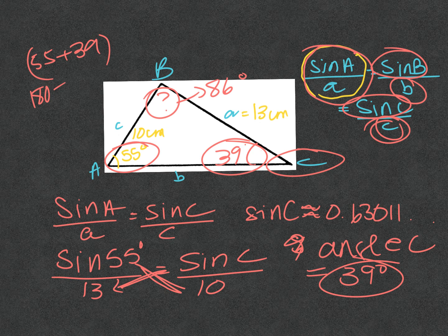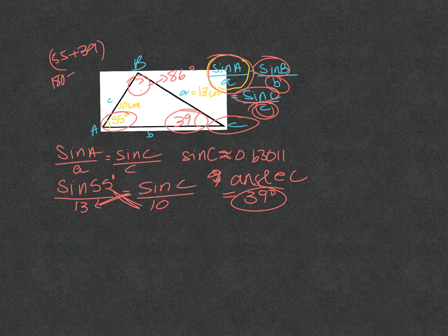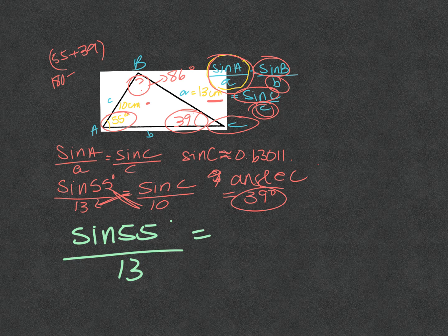So really, if you wanted to solve this entire triangle, you'd have one more thing. You're missing right now the length of B, right? Because now we have angle B as 86, angle A as 55, angle C as 39. We have side C, that's 10, side A, that's 13, right? So you can use any of the ratios that you're given, but let's just use this one again. We can go sine 55 over 13. But now let's use our angle B, which we found, sine of 86 over B.